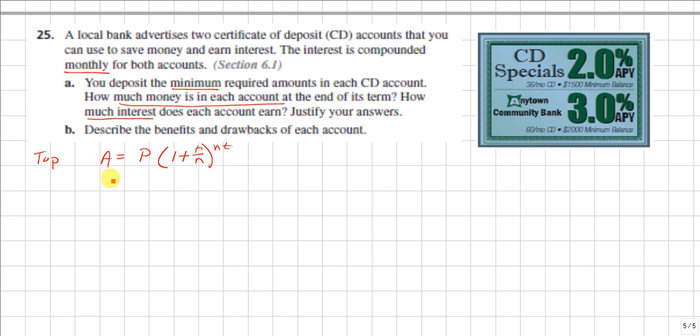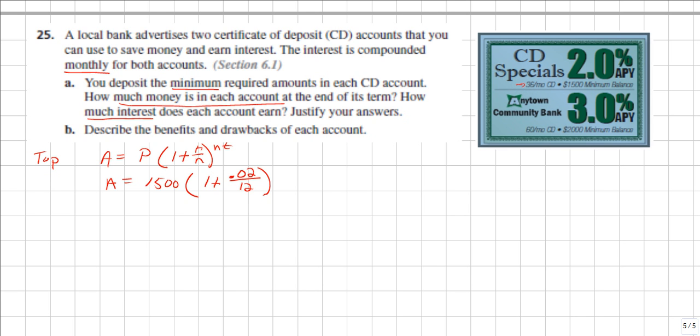So for the top one, I have A, the amount at the end, is equal to the principal, and it says the minimum amount is $1,500. Okay, so I'm going to put $1,500 in there, times 1 plus the interest rate, which is 2%, so that's 0.02. It's compounded monthly, and it's got to stay in there for 36 months. Notice that it says 36 months.